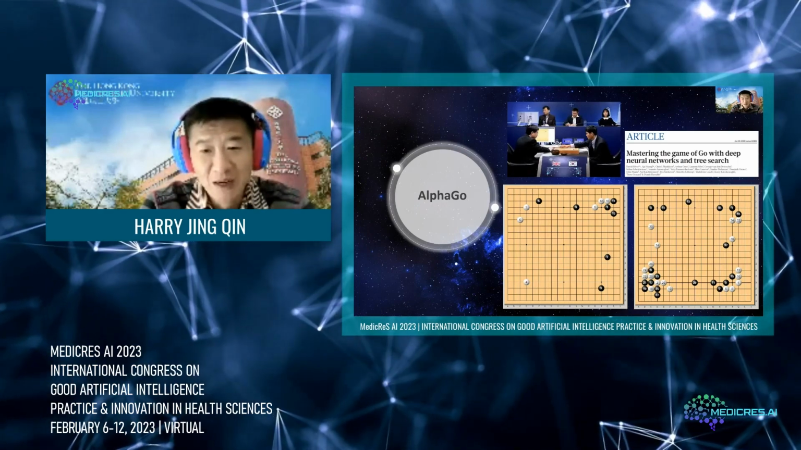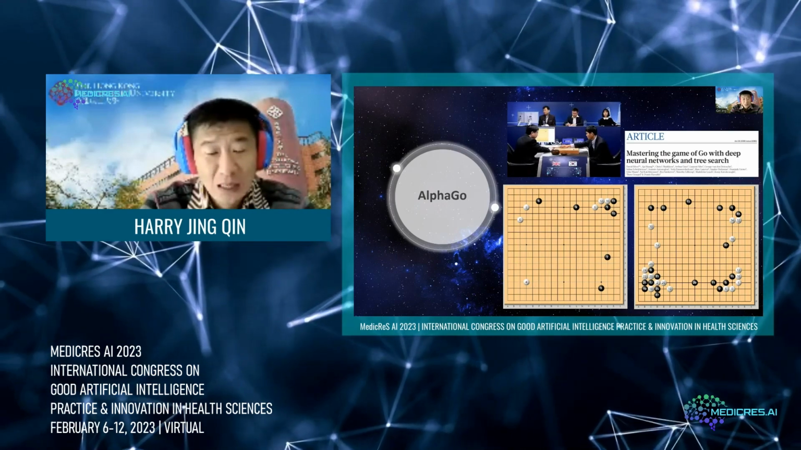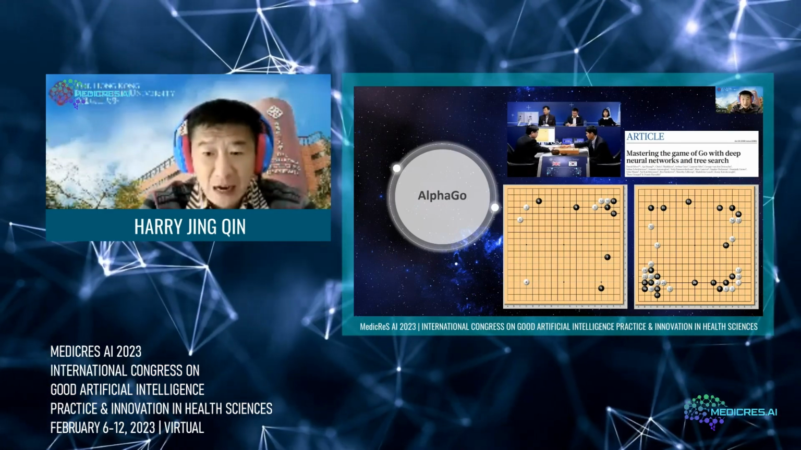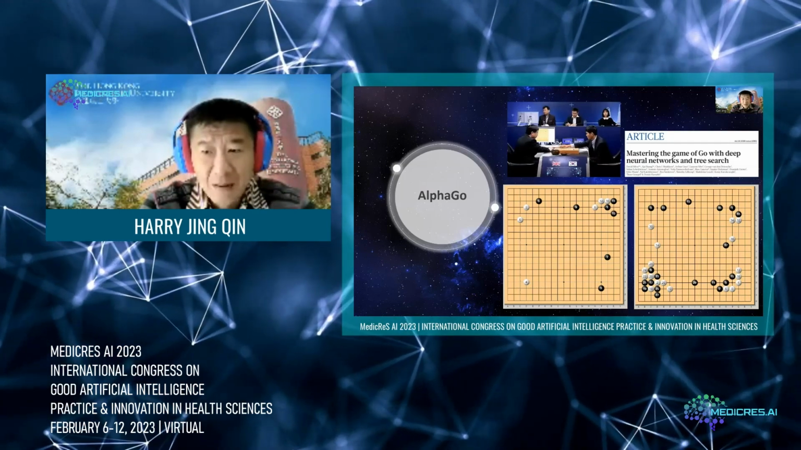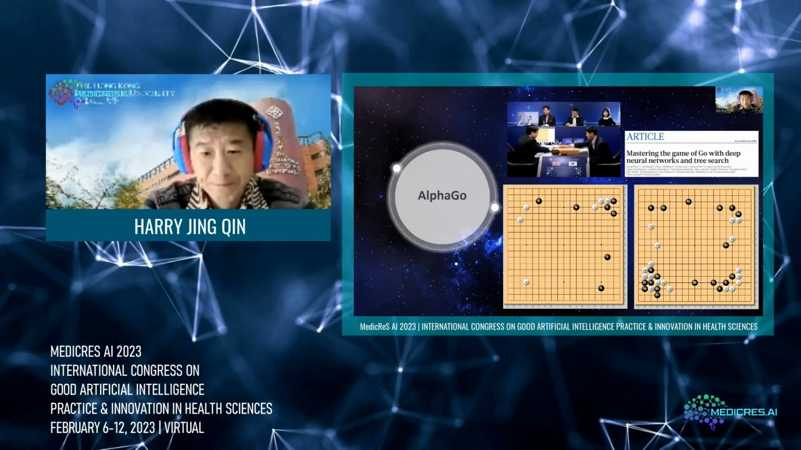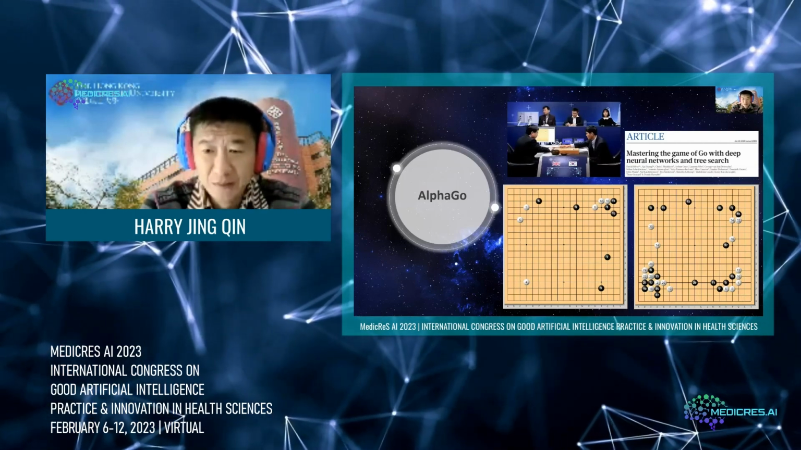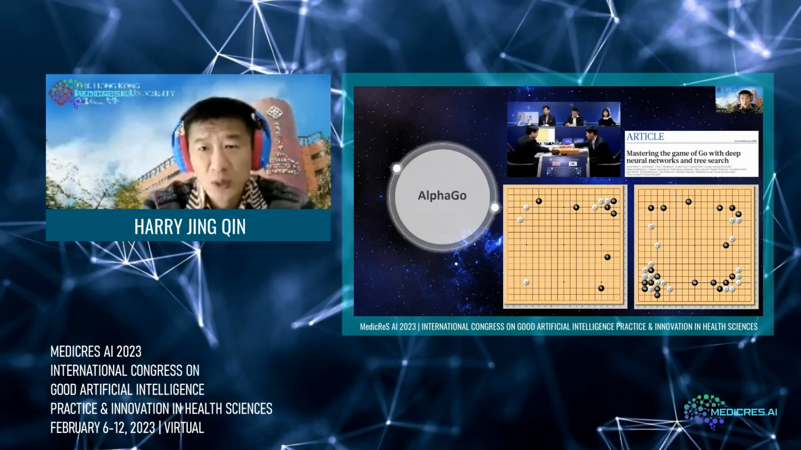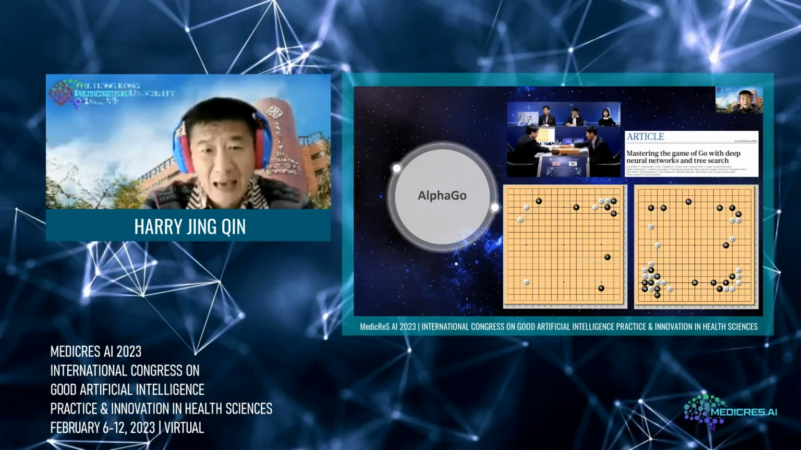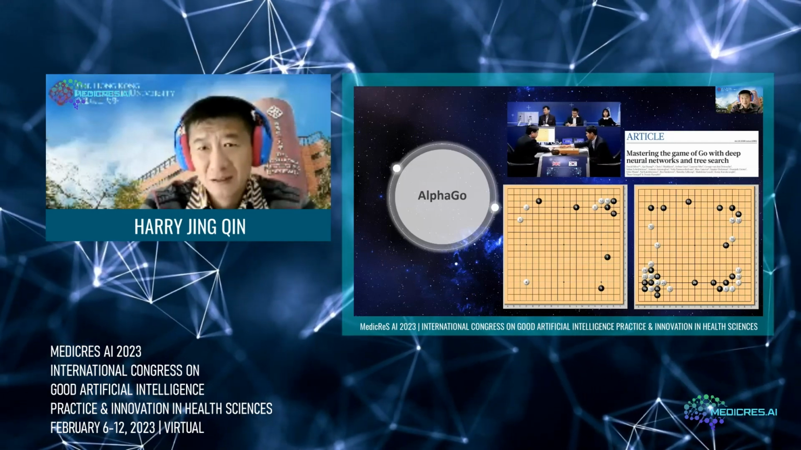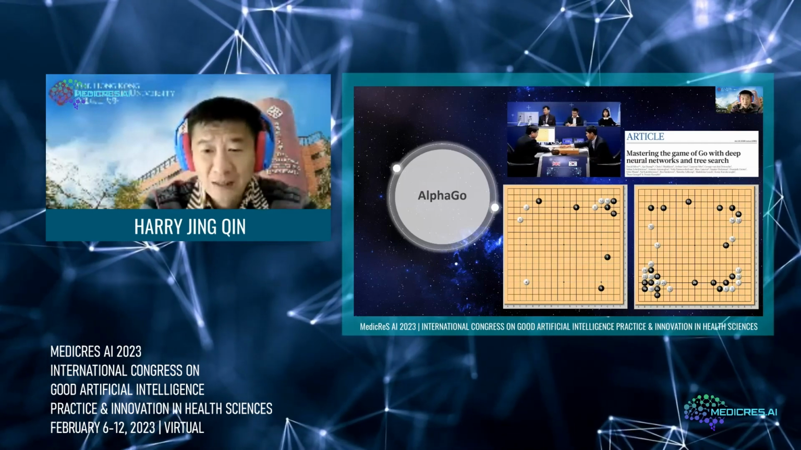Actually, to be honest, I was an amateur Go player many years ago. Before the match, I didn't think AlphaGo could win, because Go is a very complicated game. I mean, very, very complicated. It is estimated that the total number of possible situations of a Go game is equivalent to the total number of atoms in galaxies. So the game is very complicated. However, AlphaGo won the game.